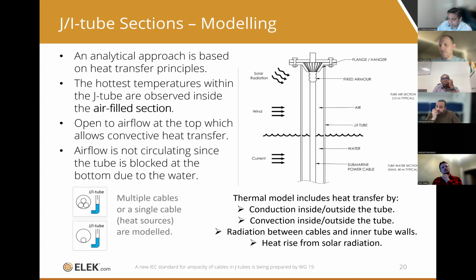Now that section above the water level is also exposed to solar radiation, and it's exposed to wind as well, and that can also be incorporated into the model. It's incorporated in our model. It's assumed that the airflow in the J-tube section is not circulating. The water blocks the air-filled section at one end. Typically, the top is open, but there is no circulation of air, so that's also considered in the model.